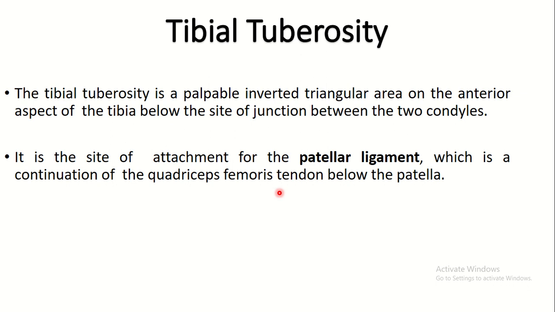Tibial tuberosity. Tibial tuberosity هو عبارة عن inverted triangular area on the anterior aspect of the tibia below the junction between the two condyles.